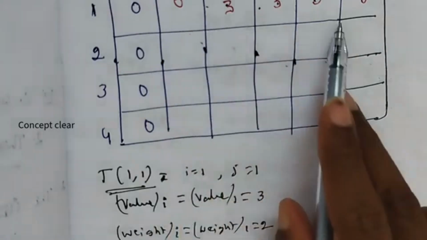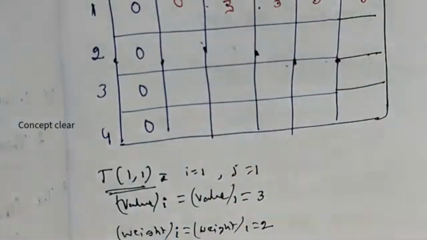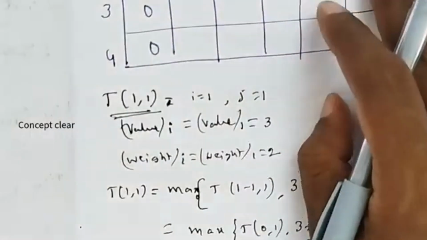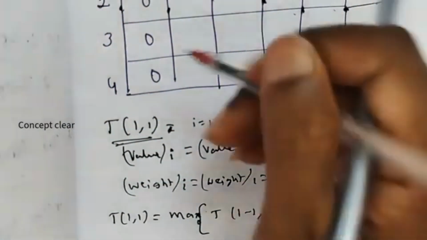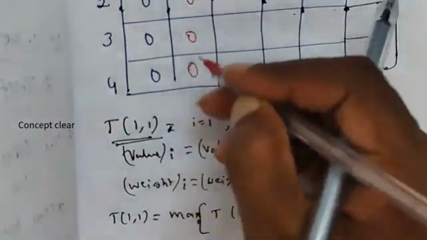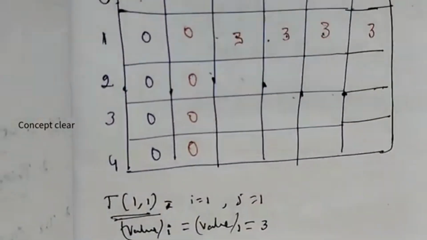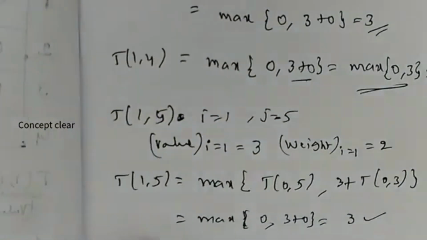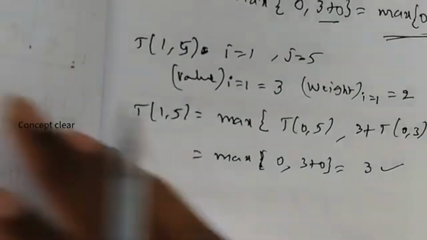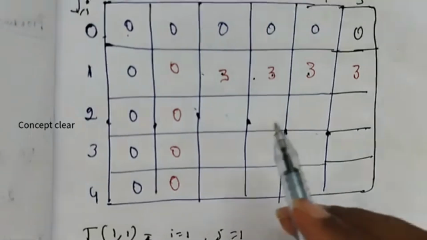Similarly, we find the first row values. And what about the second row values? We have to find out the second row values. Actually, if you calculate the first two rows, we'll get all zeros in this row also. We have to calculate this part. Next we have to consider the second row.